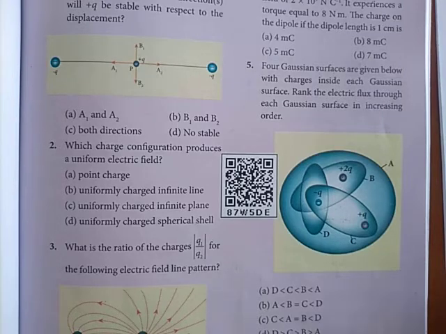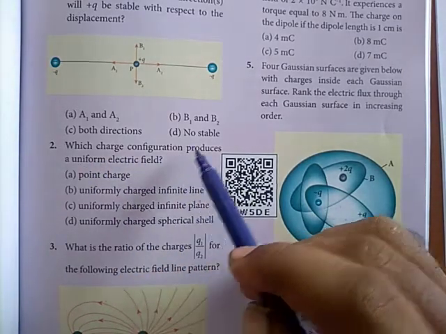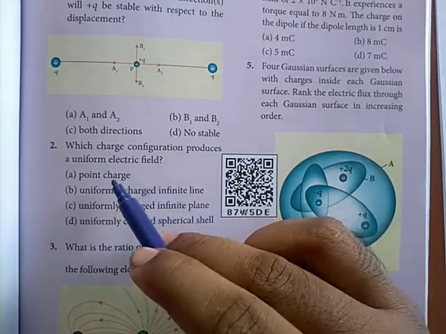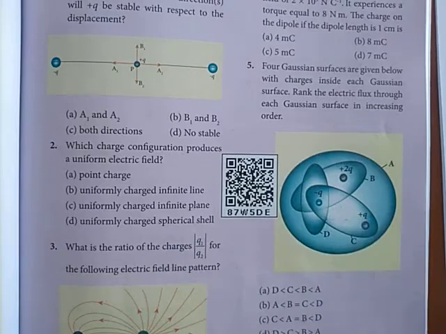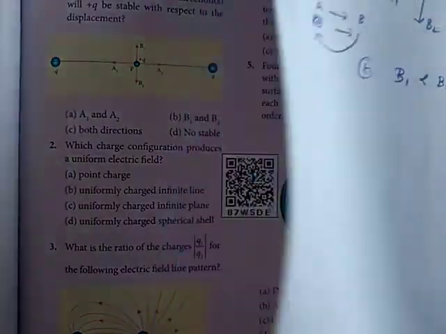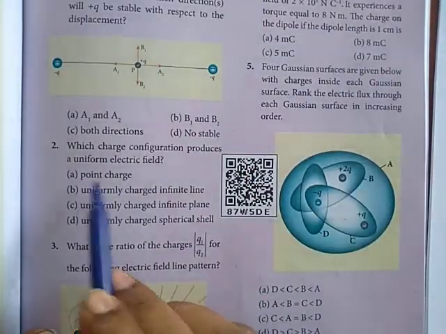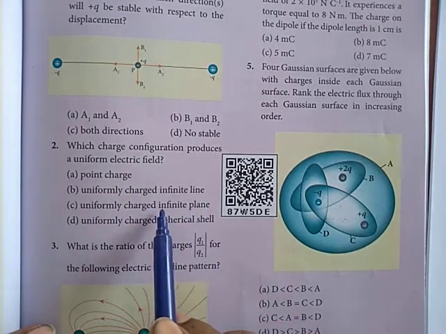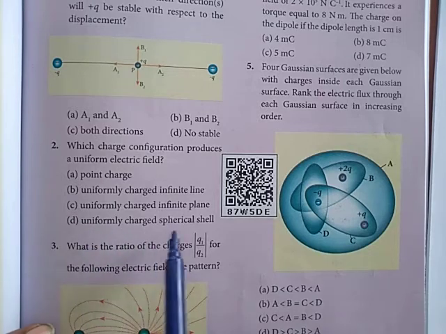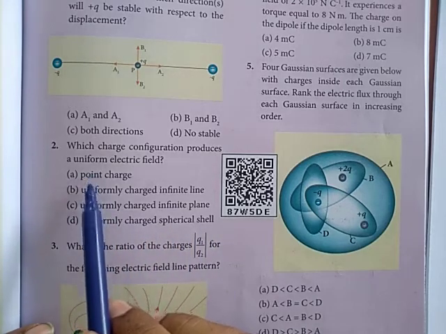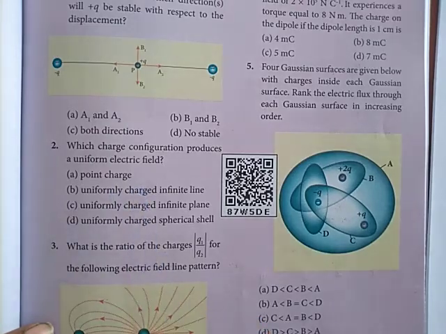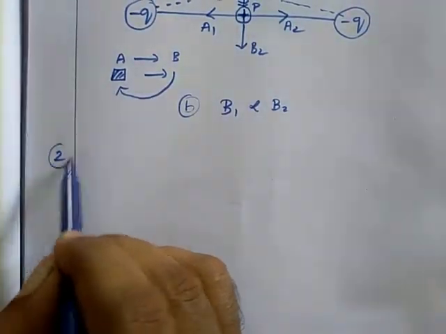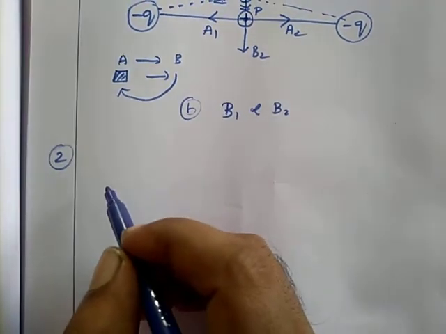Then our second question: which charge configuration produces a uniform electric field? Okay, it is a concept based question. Let me see how to solve this. Here the options are given: point charge, uniformly charged infinite line, uniformly charged infinite plane, uniformly charged spherical shell. For which configuration will the electric field be uniform? That is the question. It is an easy one. Question number 2.